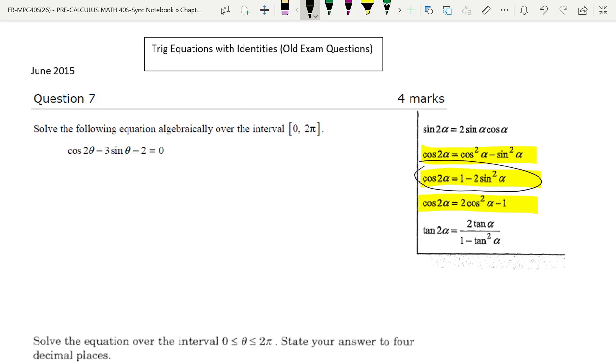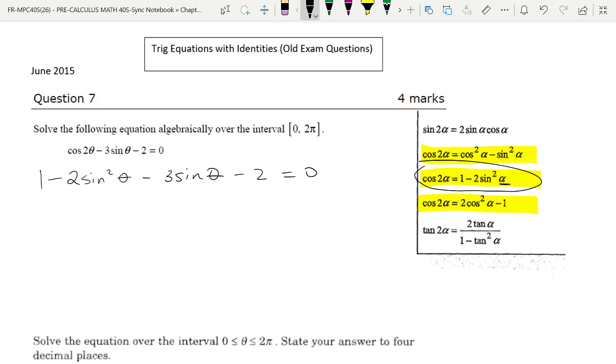So I'm going to replace cos 2 theta with 1 minus 2 sine squared theta. And I had somebody yesterday kind of say, well, wait a minute, these formulas all involve alpha, not theta. It doesn't matter. You can call it whatever variable you want. So the variable shouldn't affect you. Okay, so there's step one.